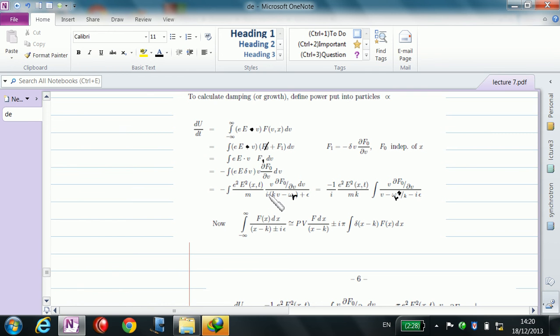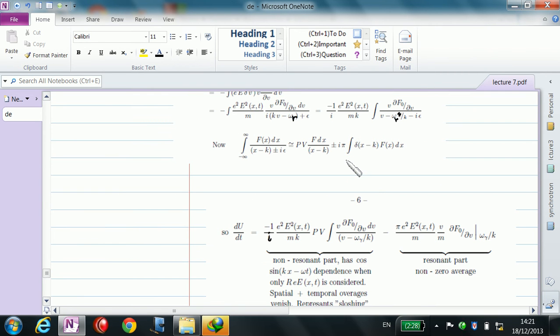But basically I'm just replacing the delta v here with e squared over m times this denominator. So there's an m and there's a k. So are we okay up to here? Mm-hmm. Okay.